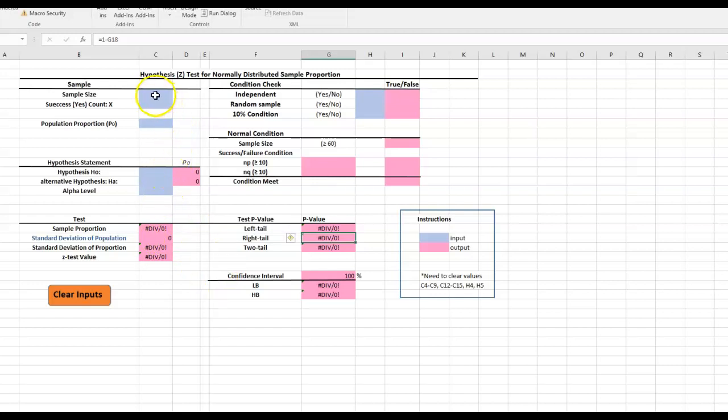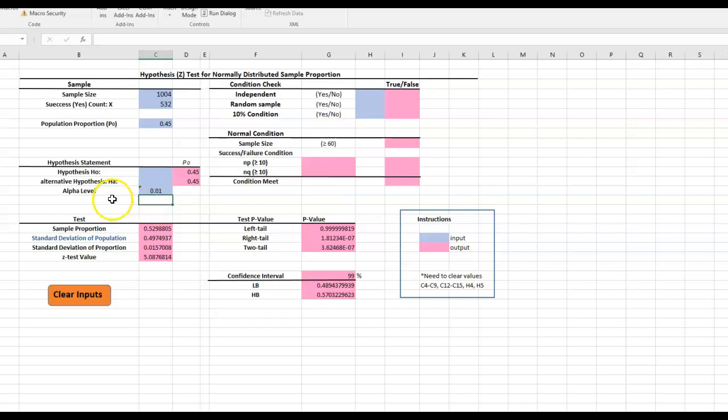We know the sample size is 1,004, and the number of successes, the ones who believe in global warming, is 532, and we want to compare with the proportion. This is the American proportion, which we know is 0.45, and the alpha level in this question is 0.01. We want a 99% confidence interval.